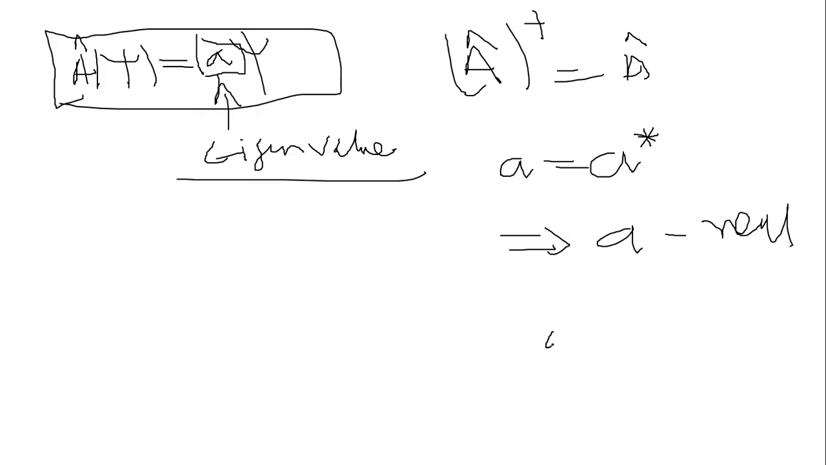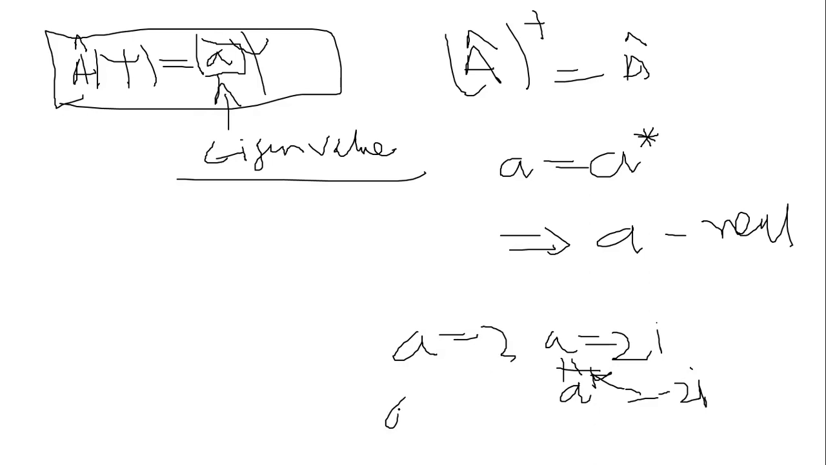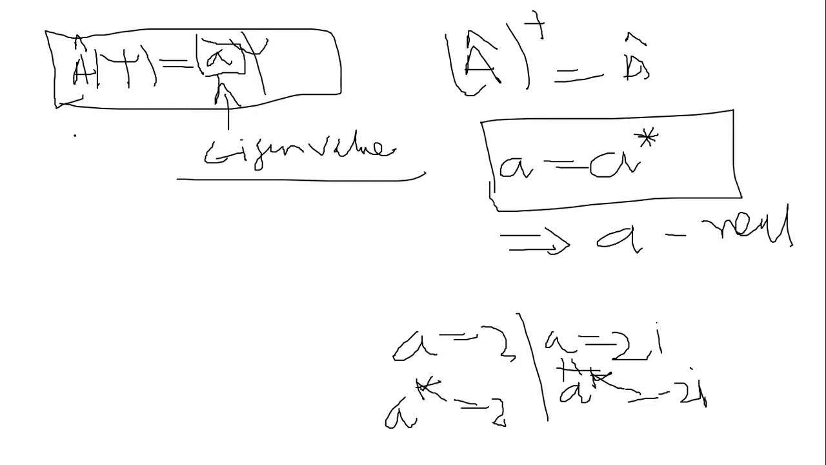Because if you take a equals 2i, then a star will be minus 2i, so a is not equal to a star. But if a equals 2 only, then the complex conjugate will again be 2. So if a is real, then a and a star both will be equal. So it is said that if an operator is Hermitian, the eigenvalue associated with that operator is real.